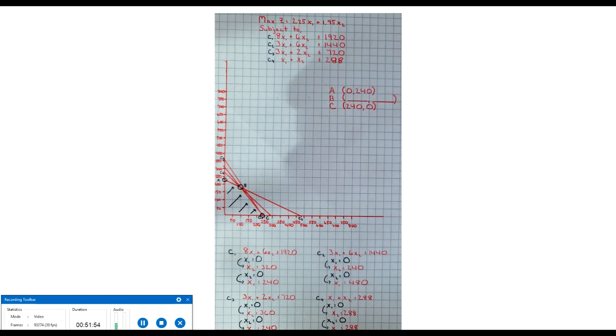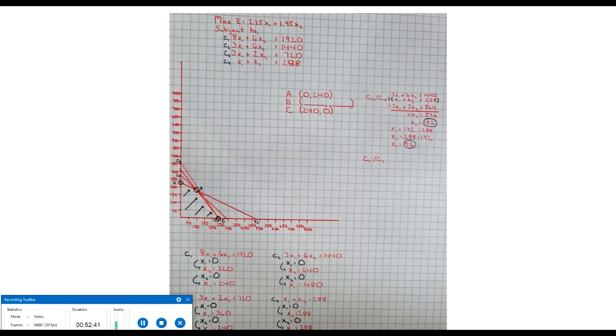What we are unsure of right now, though, is point B. Point B, we can see it, but because our graph is drawn so small, we don't really know exactly what numbers it represents. So if we were to do this graph again, our biggest point on the y-axis would be 360. Our highest point on the x-axis would be 480. We have a lot of wasted space on our graph. So we'd do it again, and we'd make that a little different. But for now, we're just going to solve mathematically.